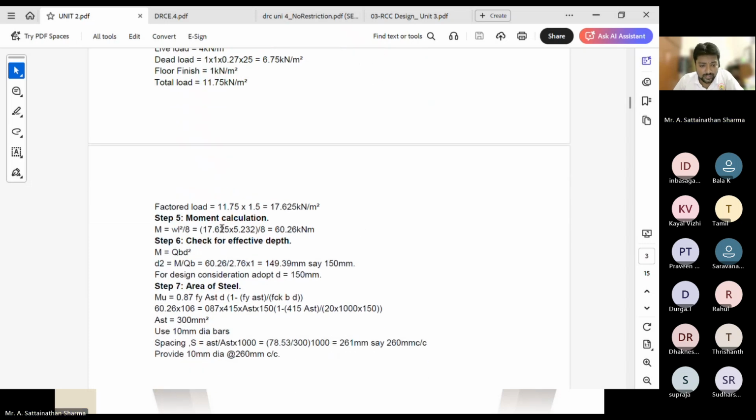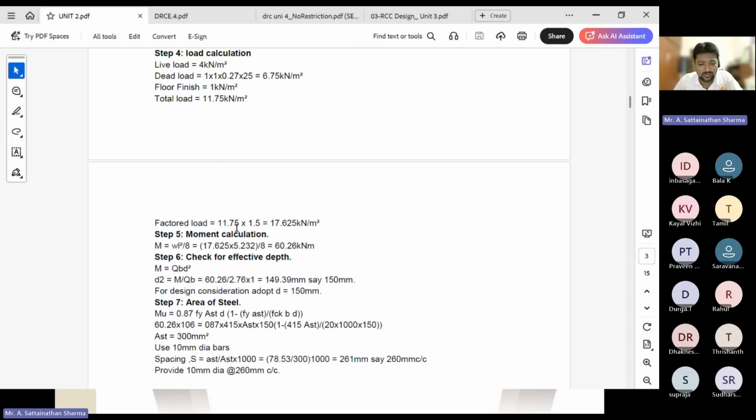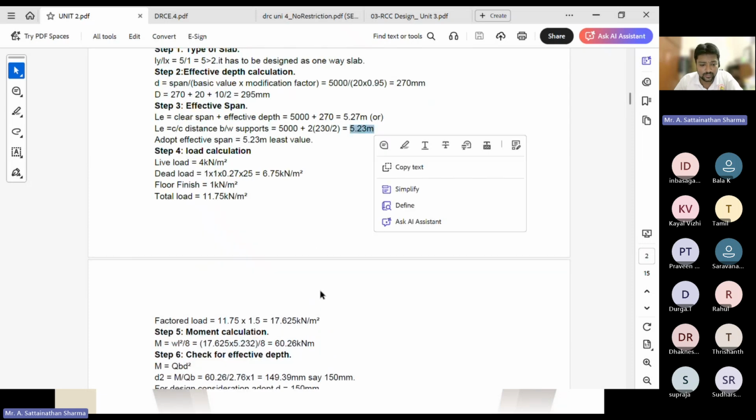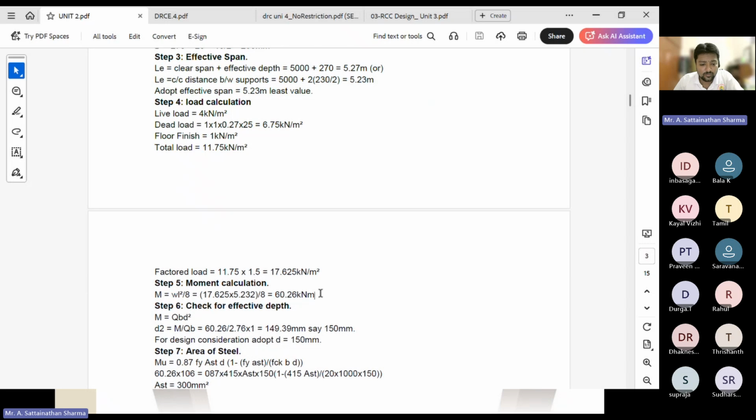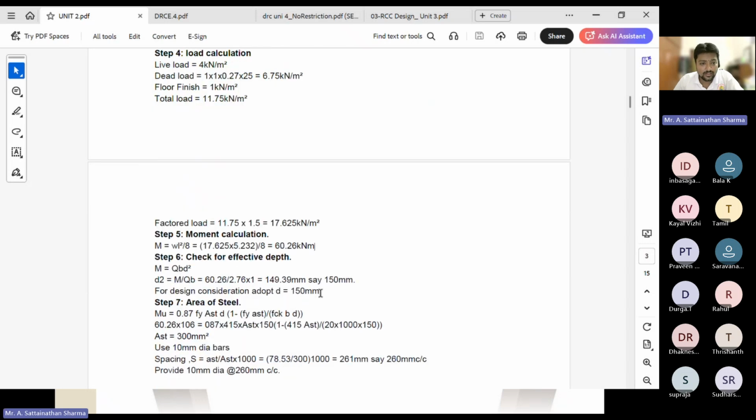Step 5, moment calculation. Once you have arrived at the load, very next step is moment. You know very well, after the shear force diagram comes the bending moment diagram. You have done it, right? So once you are done with the force, then it will be the moment. For a simply supported beam, it will be W L square by 8. You have the W, you have the effective span, 5.2 whatever, cubed, divided by 8, I'll get the moment, right? So load is done, moment is done.